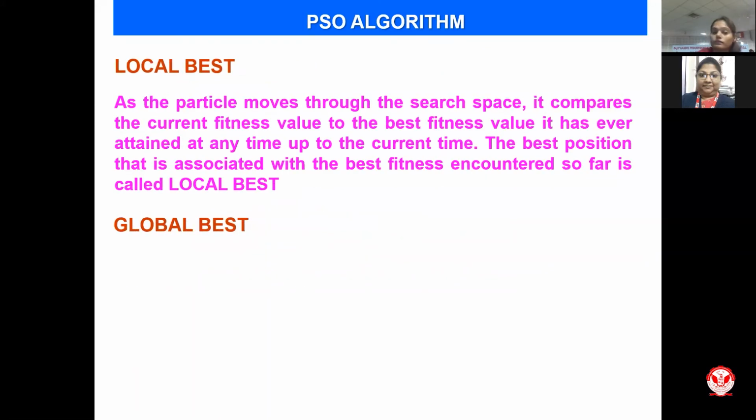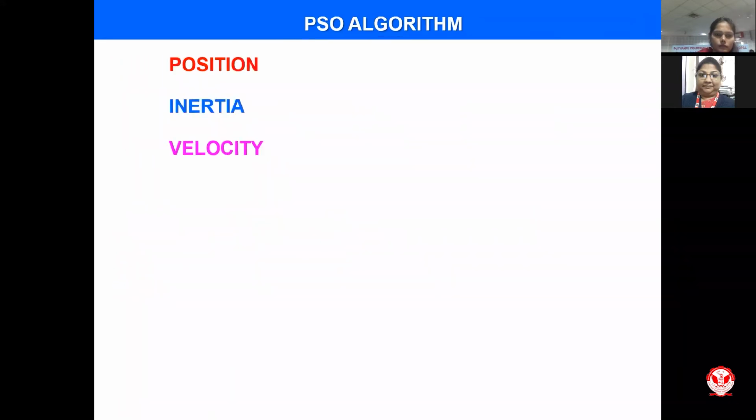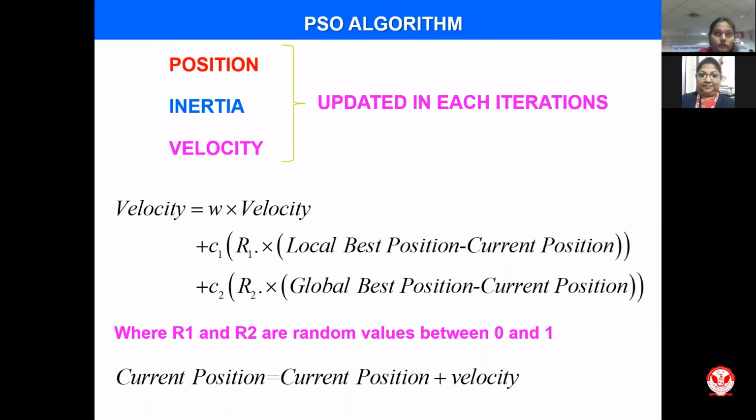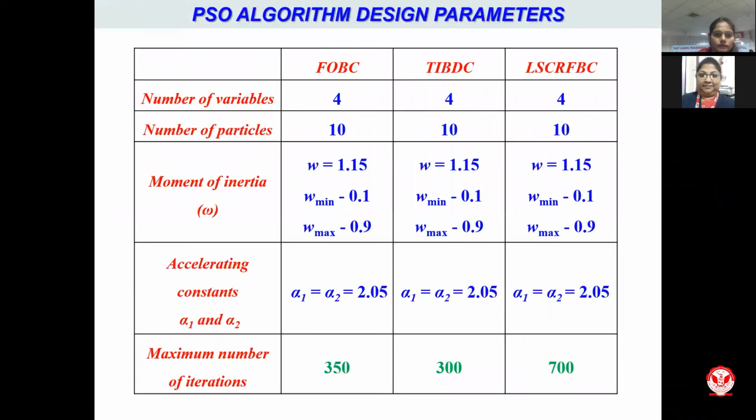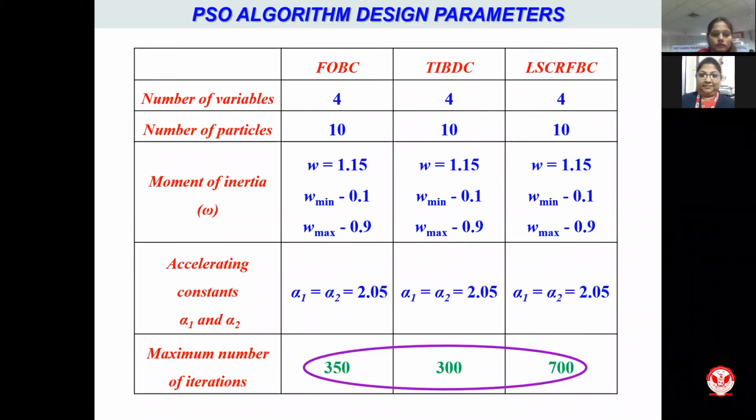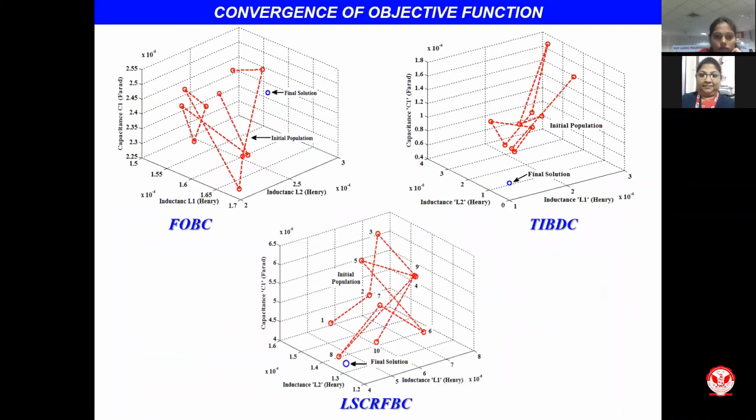So you need to set up the local best, identify the local best population, then global best population. Then you need to vary the position, inertia, and velocity update. So the formula is available for updating. And finally, once you perform the design, you use these parameters in the design algorithm, and once you run the algorithm, the number of iterations in which it optimizes is around 350, or in one case 700. And this is how the convergence of the initial particles takes place.